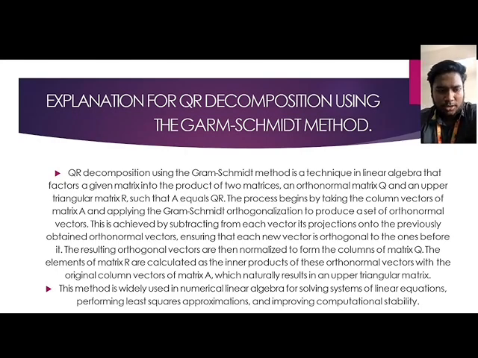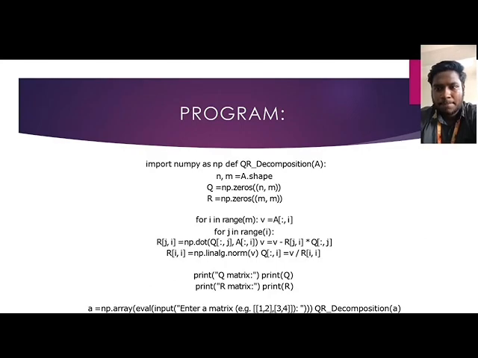Now let's look into the Python program. This code takes a matrix, applies the Gram-Schmidt process, and produces two matrices, Q with orthogonal columns and R, an upper triangular matrix. Together they satisfy the equation A equals QR. So let's break down the code.